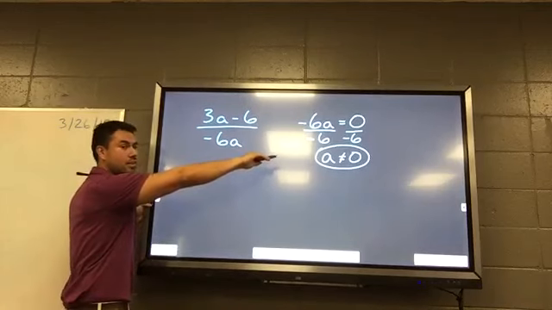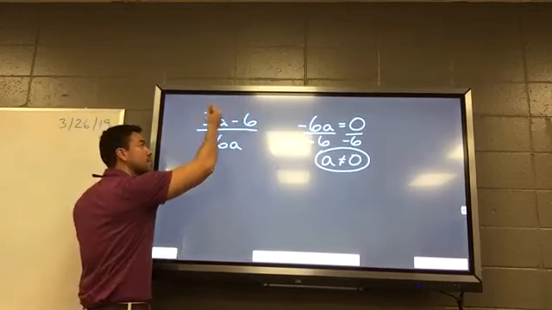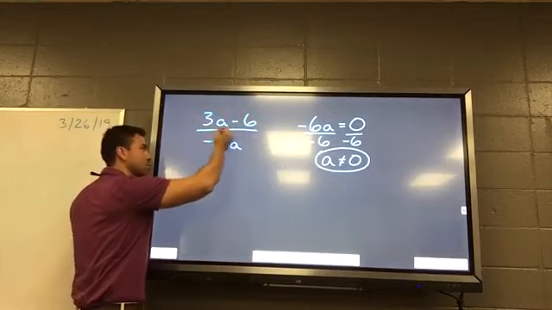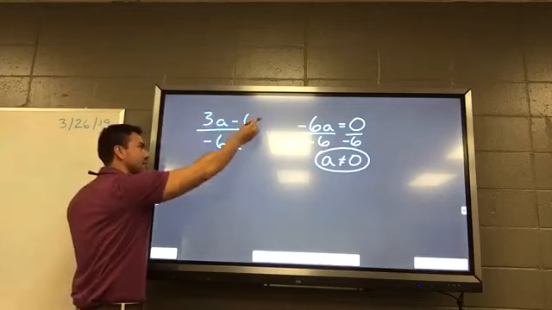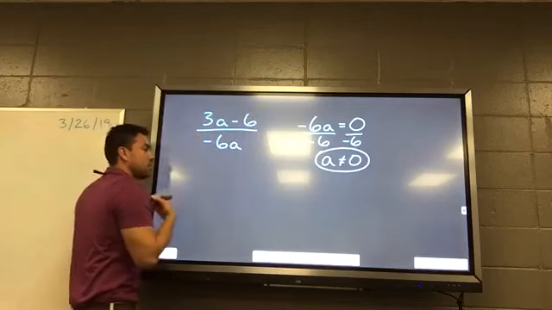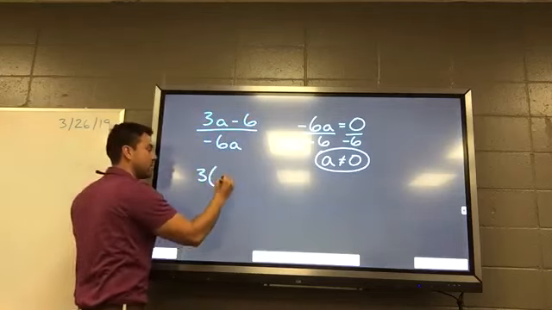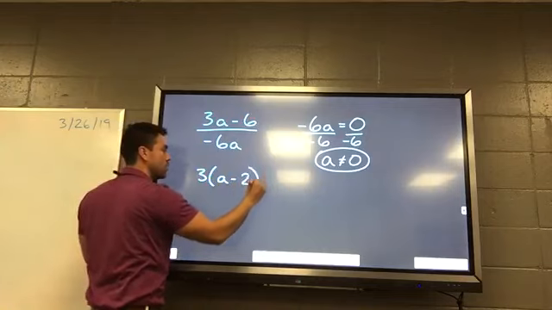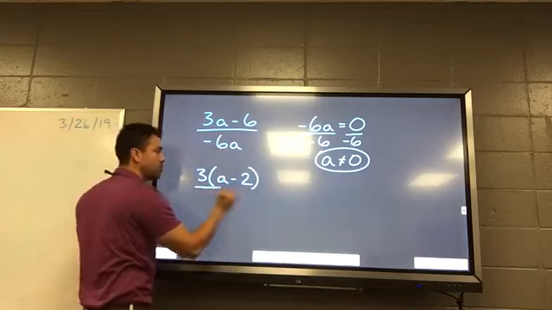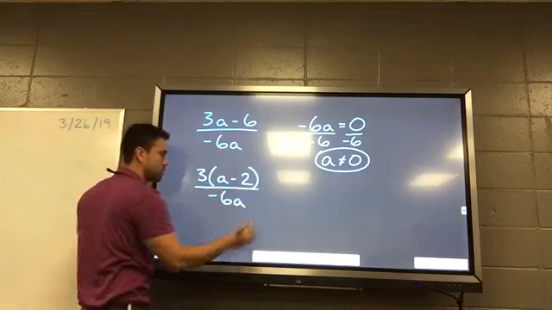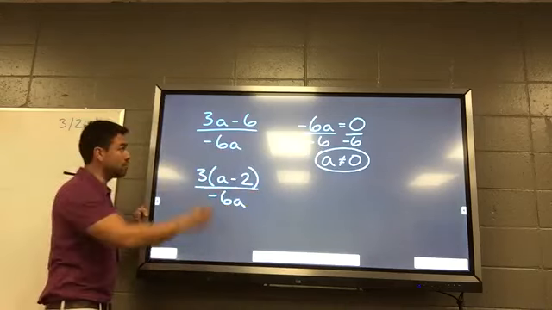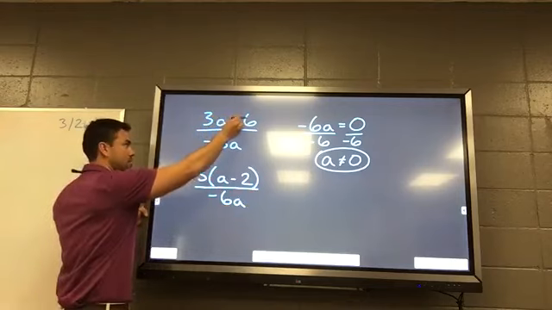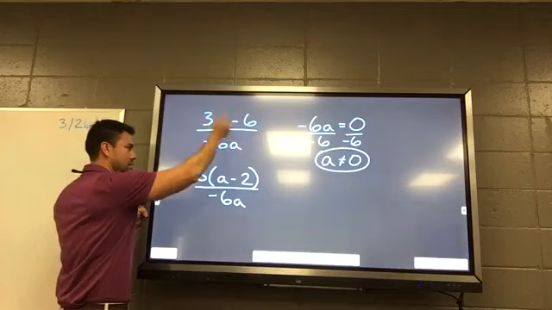All right. Can I factor the numerator? Can I factor anything here? Yeah, 3 can come out. You're left with a minus 2. Can I factor the denominator anymore? No. It's one term. When you take a 3 out, you divide both of these by 3.